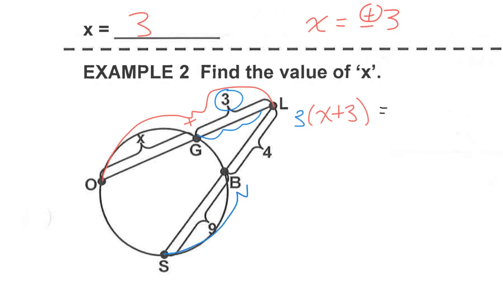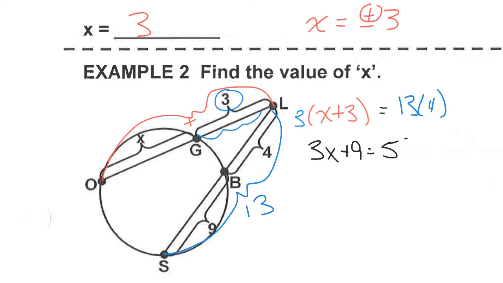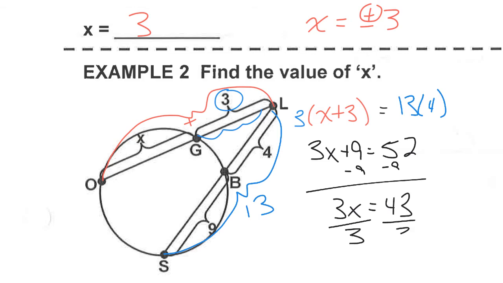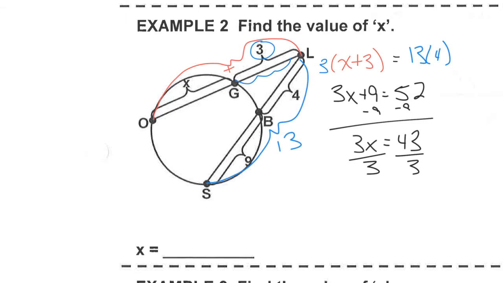This time, though, they gave us the numbers. 9 plus 4 would be 13, the whole thing, times the outside piece, which is 4. So now we can distribute and we can solve. I've got 3x plus 9 equals 52. I'm going to subtract 9 from both sides and get 3x equals 43. We're going to get a decimal here when we divide, but 43 divided by 3 is about 14.3. So just remember those rules.